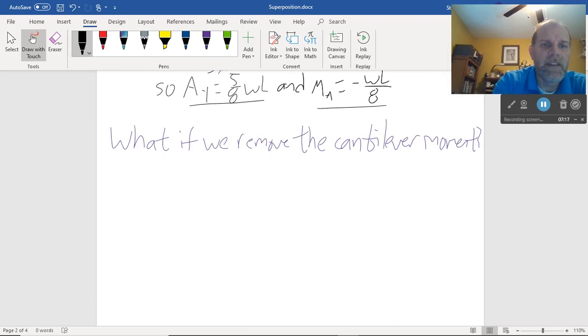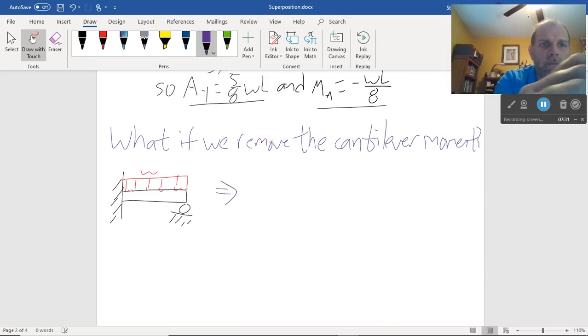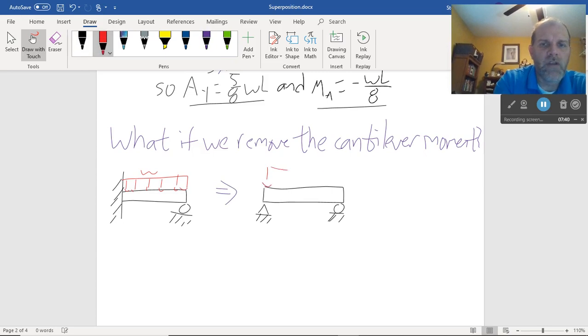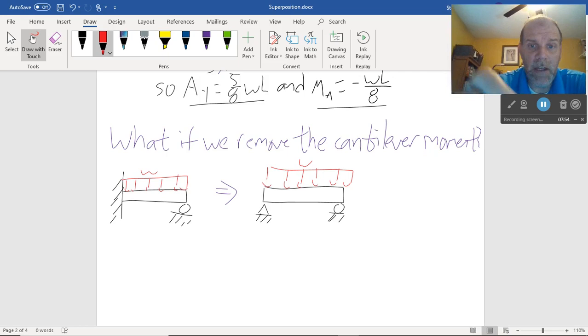So what we would say then is this situation gets turned into something a little bit more like this, with again the distributed load applied. And now, instead of the cantilever wall, I've got a pin. Therefore, the load the cantilever supplies that's above and beyond this pin has to be included as an external load. Well, hey, look, there's MA.